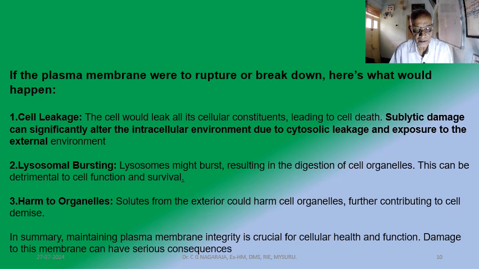Similarly, there is another thing called the lysosome. What happens if it bursts? The same thing happens. The lysosome is known to help in digestion. It is one of the cell organelles. If it bursts, there is no digestion in the cell, and there is harm to organelles. That means if any of the membranes break in the cell, there will be cell death due to the dysfunction of the cell.